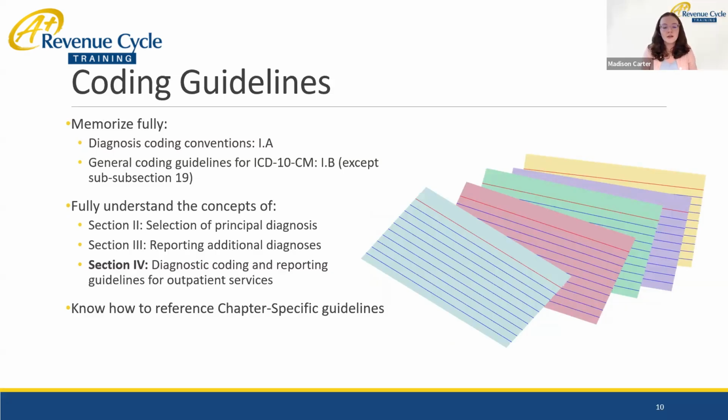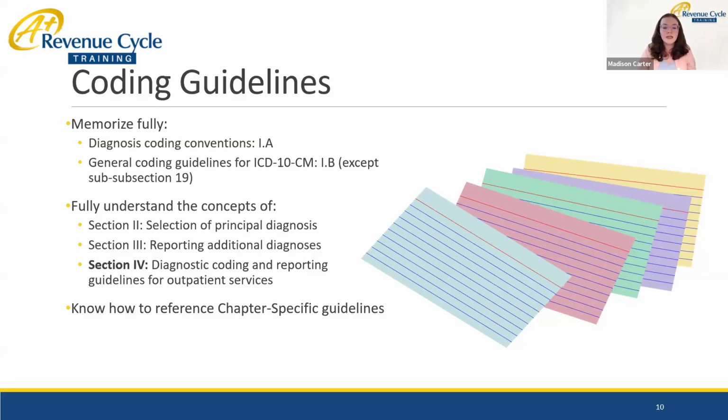These explain how to use helpful features of the book, like your includes and excludes notes, your seventh character requirements, and abbreviations and symbols. General coding guidelines for the use of the ICD manual are going to be found in Section 1, subsection B. And these describe how to handle different scenarios when you're coding, like when you can report signs or symptoms, how to report a condition that is described by the provider as both acute and chronic, how to use combo codes, and what to do if a provider documents a borderline or probable diagnosis.